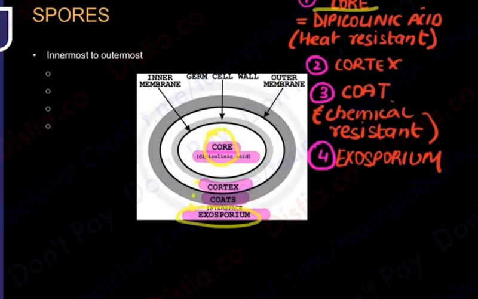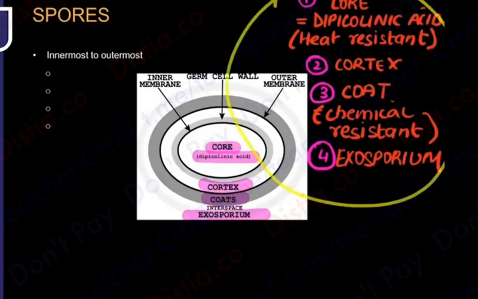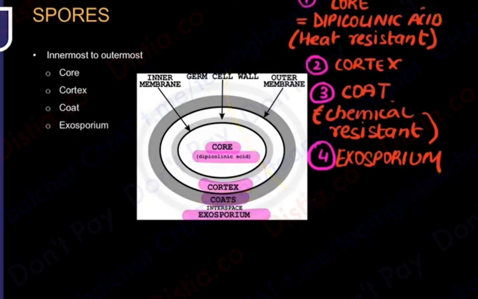You just need to know cortex and coat. And if they ask you which is inside and which is outside, a coat you will always wear from outside. So the coat is going to be the outer one, the cortex is going to be the inner one. If you ever have to arrange them from inside to outside, so repeating once again, inside is the core, outside is the exosporium. You're left with cortex and coat. Keep the coat a little more outside.